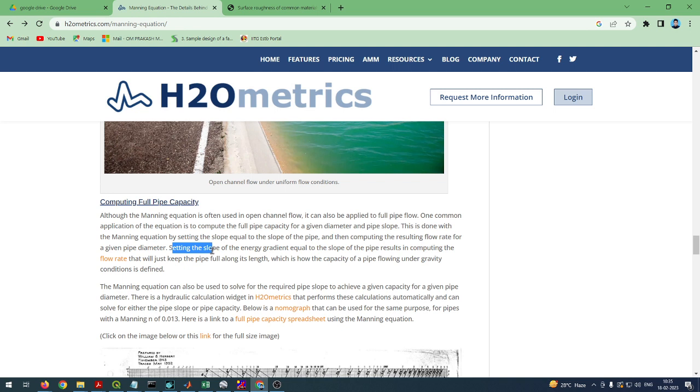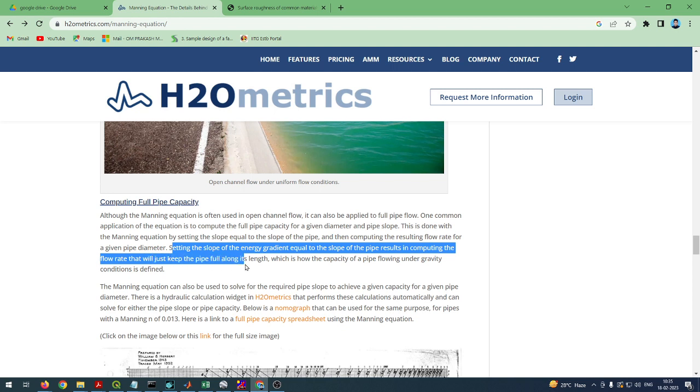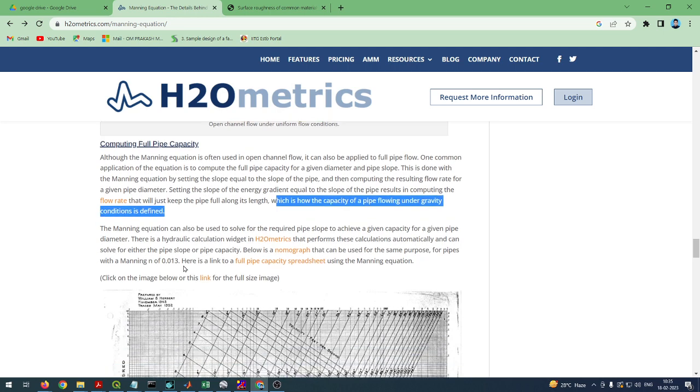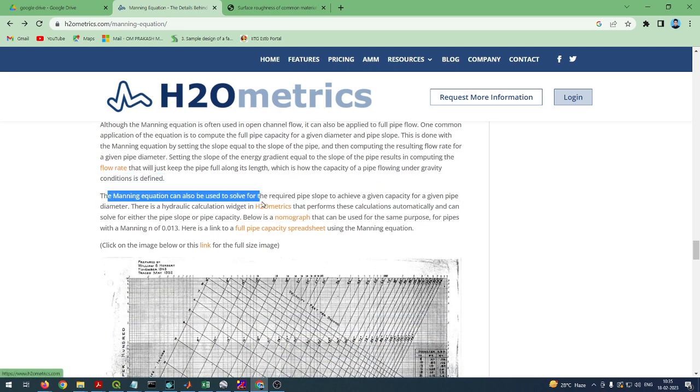Setting the slope of the energy gradient equal to the slope of the pipe results in computing the flow rate that will just keep the pipe full along its length, which is how the capacity of pipe flow undergoing a gravity condition is determined. The Manning equation can also be used to solve for the required pipe slope to achieve a given capacity in the pipe diameter.